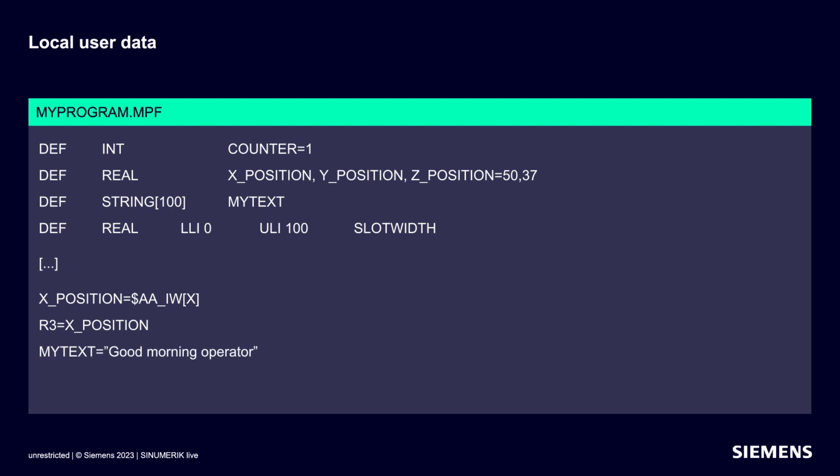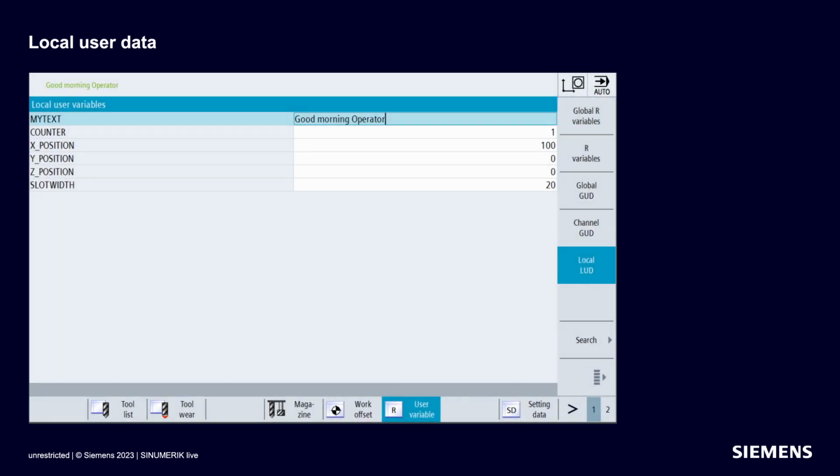Now I assign text to my string variable. I output this variable with the message command as a message for the operators at the machine. I'll show you what else you can do with the text variables in one of the next videos. During the runtime of the CNC program, I can view the current value state of my local user data in the Parameters operating area and also change it if necessary.